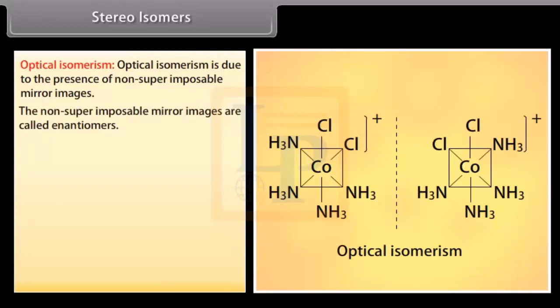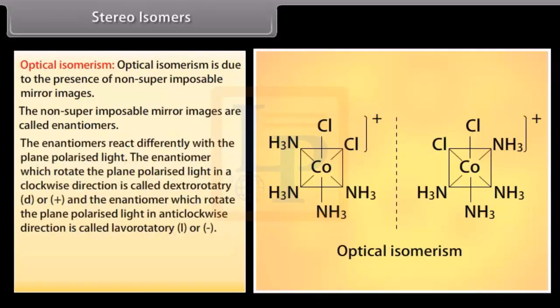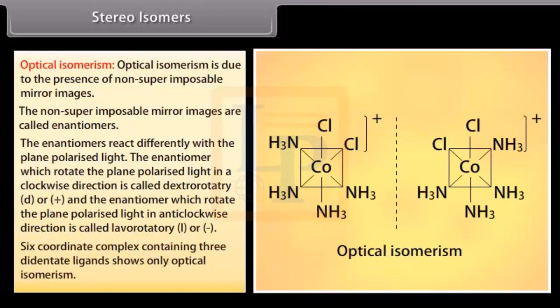The non-superimposable mirror images are called enantiomers. The enantiomers react differently with the plane polarized light. The enantiomer which rotates the plane polarized light in a clockwise direction is called dextrorotatory, and the enantiomer which rotates the plane polarized light in anti-clockwise direction is called levorotatory. A 6 coordinate complex containing 3 didentate ligands shows only optical isomerism.